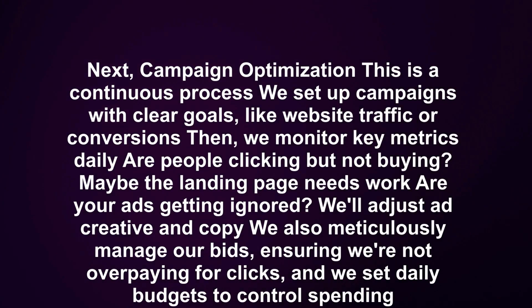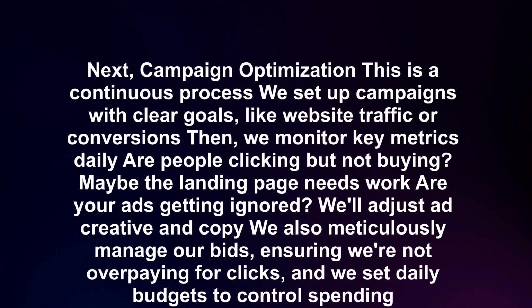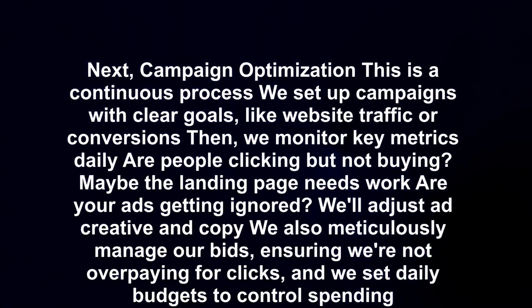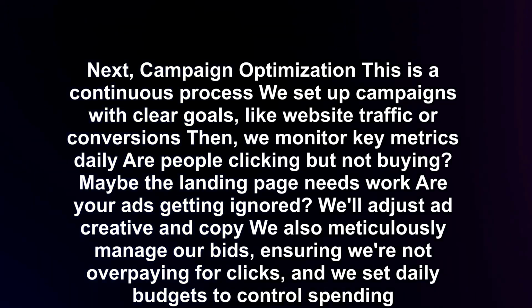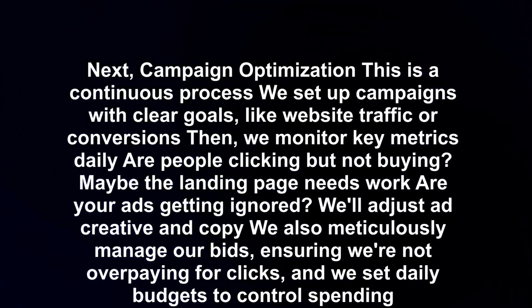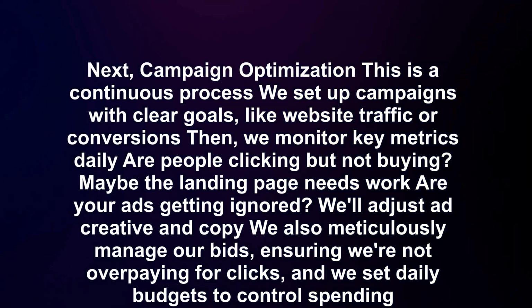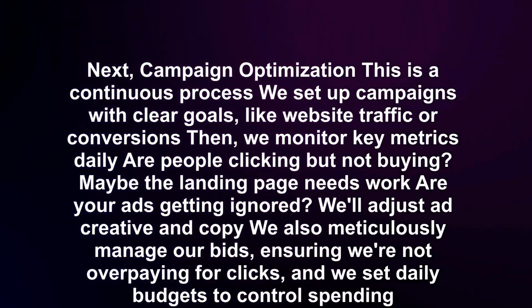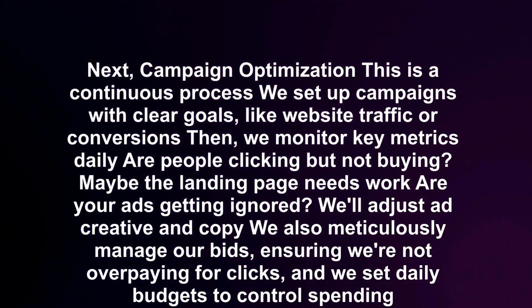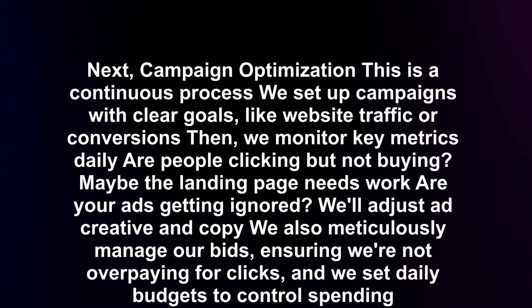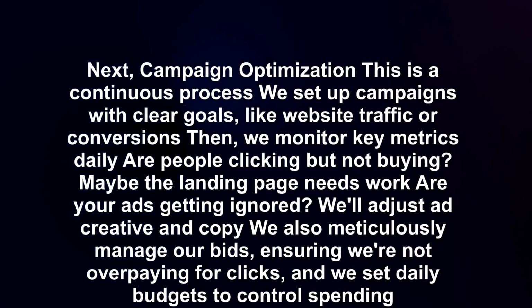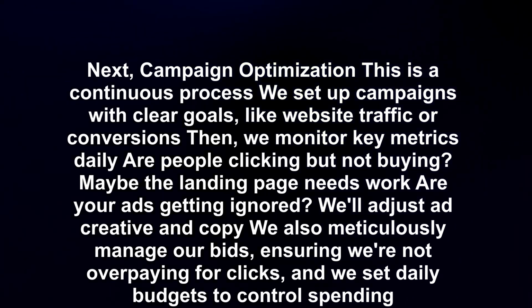Next, campaign optimization. This is a continuous process. We set up campaigns with clear goals, like website traffic or conversions. Then, we monitor key metrics daily. Are people clicking but not buying? Maybe the landing page needs work or your ad is getting ignored. We'll adjust ad creative and copy. We also meticulously manage our bids, ensuring we're not overpaying for clicks, and we set daily budgets to control spending.